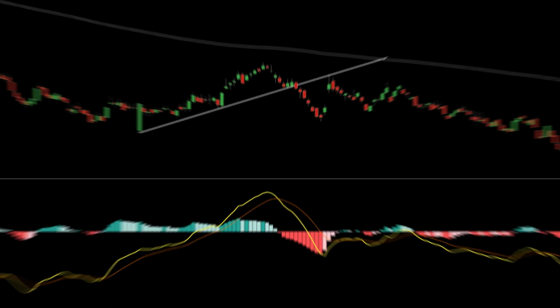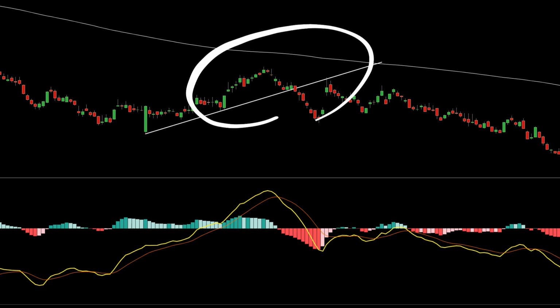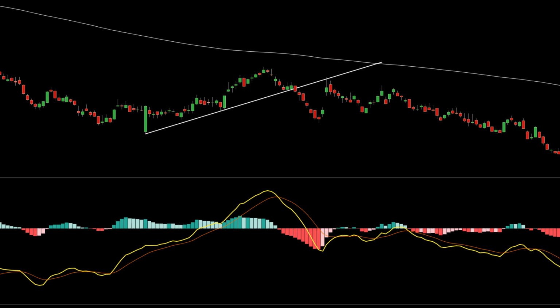For short trades, the exact opposite. Price has to be below the 200 EMA. No exceptions, we're only looking short. Wait for the MACD line to cross below the signal line, and this has to happen while both lines are above the zero line. And again, Rule 2A, we have to see a trend line break. Our exit plan is the exact same thing, a 1 to 1.5 risk-reward ratio.